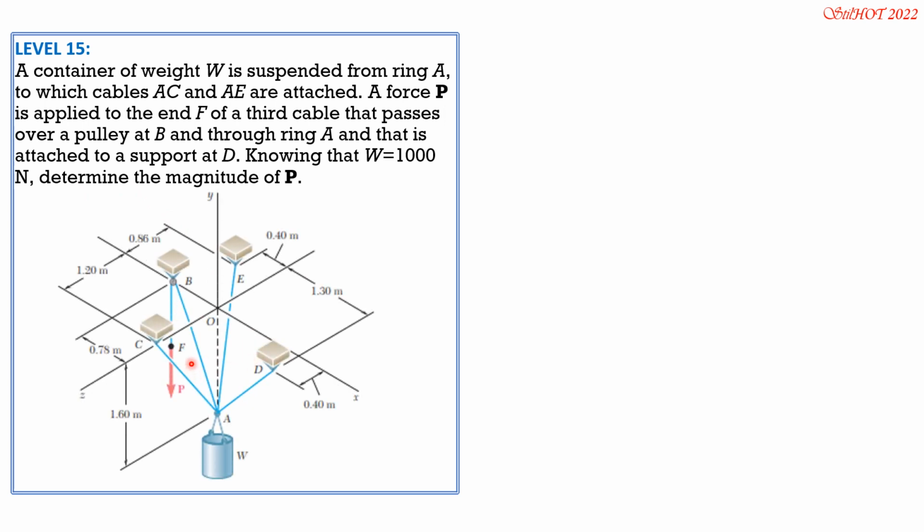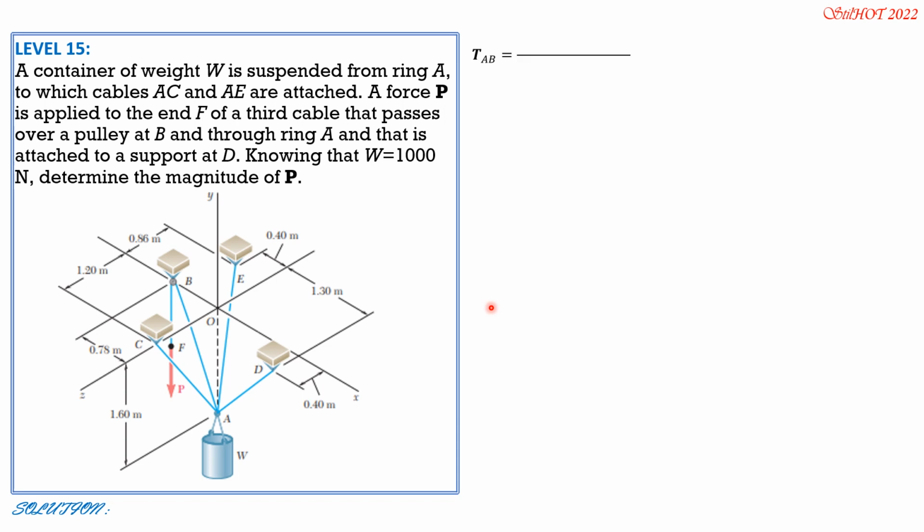So again, we have cable BAD, which is attached to a ring. B through ring A, and that is attached to support D. So because the force applied in BA is P, whatever tension in BA, that's also the tension in AD, which is P, because this cable is passing through the ring again. So it is just one cable. We will denote the tension there as P.